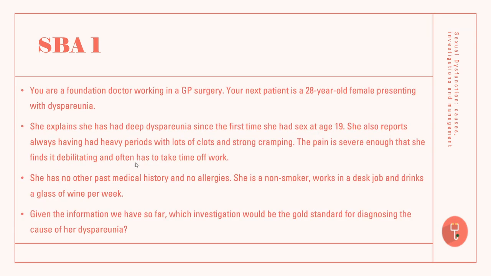I'll have a chat through the case and tell you how I came to the conclusion. Basically, this patient's presenting with deep dyspareunia. If we use the flowchart we looked at before, that makes us think more of an internal problem. So are we thinking a pelvic problem or an abdominal problem? It's always been there. And she has this key finding of always having had heavy periods with lots of clots and strong cramping, bad enough that she's having to take time off work. So essentially what I was trying to get at with that presentation is endometriosis.